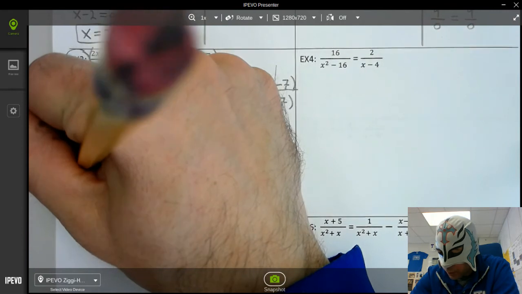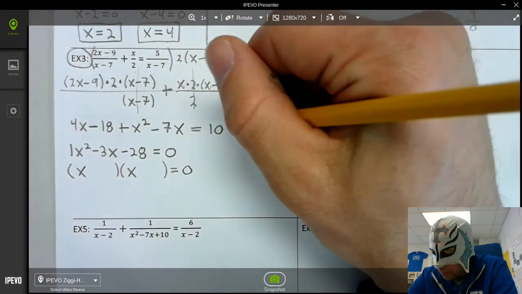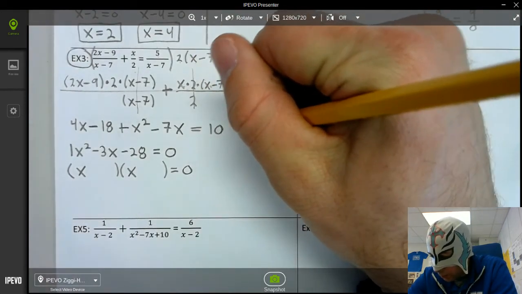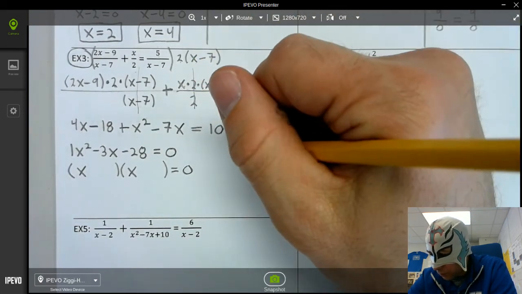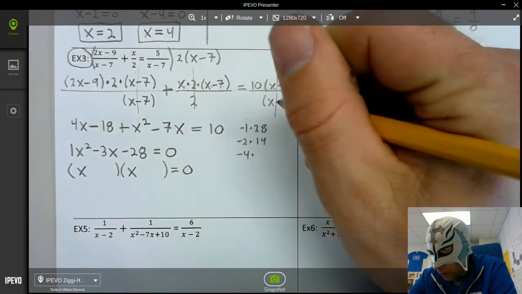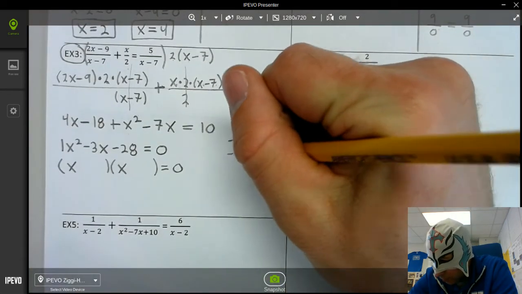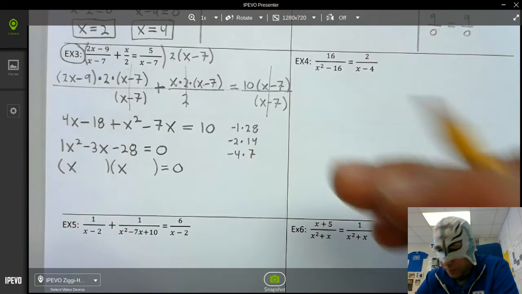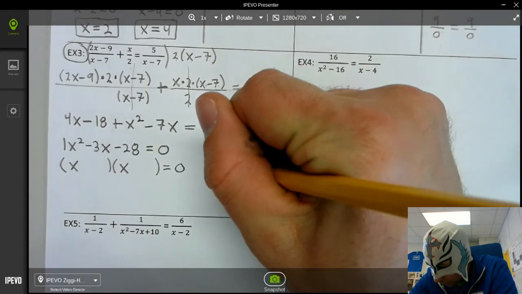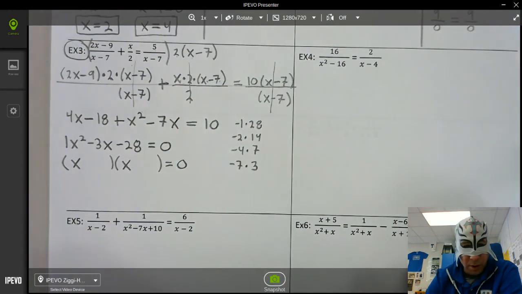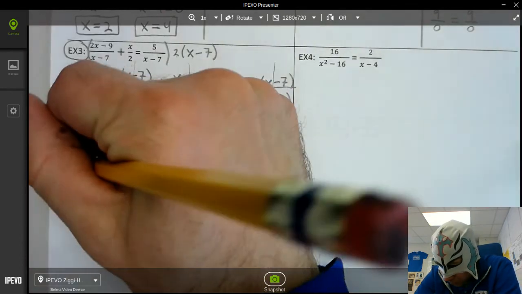So we know x times x gives you x squared. Now we need to find all the factors of negative 28. So negative 1 times 28, negative 2 times 14, negative 3 doesn't work, negative 4 times 7, 5 doesn't work, 6 doesn't work, negative 7 times 4. All right, so we're looking for the combination that makes negative 3. So negative 7 and 3.